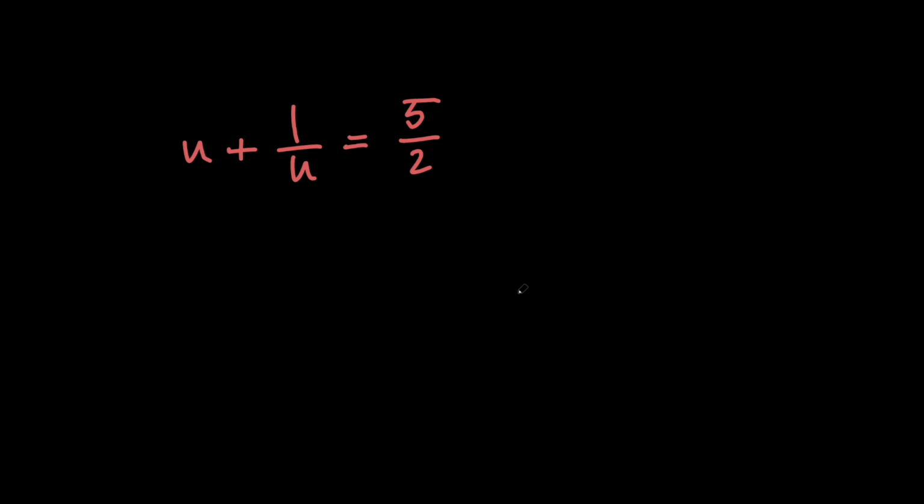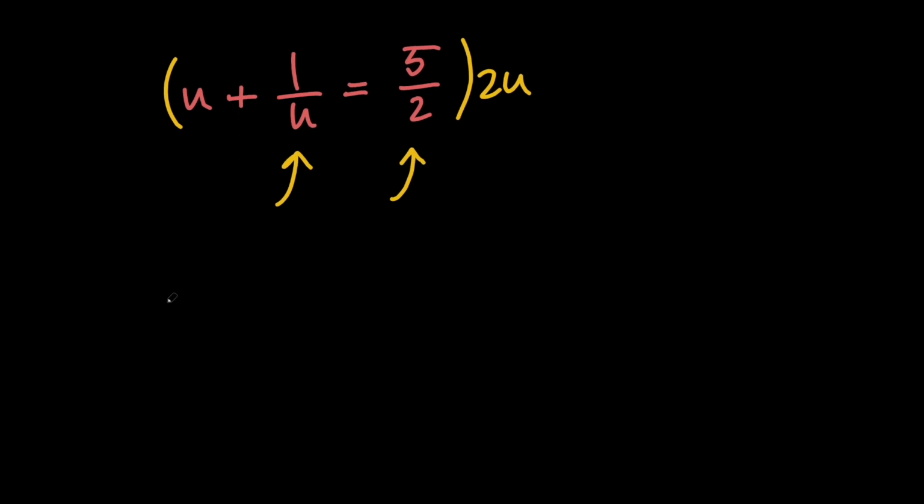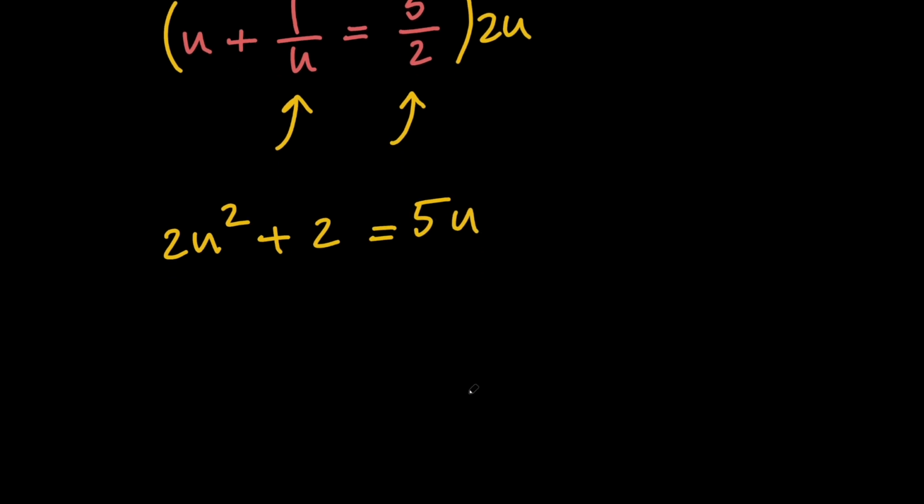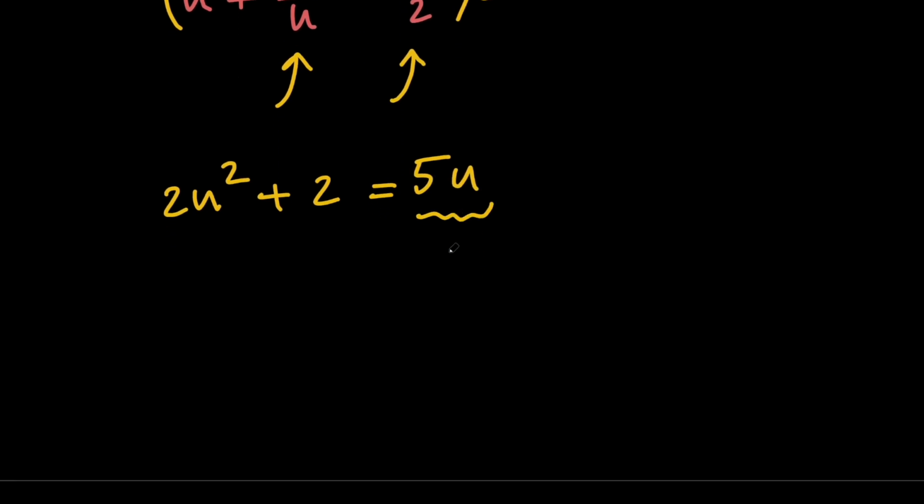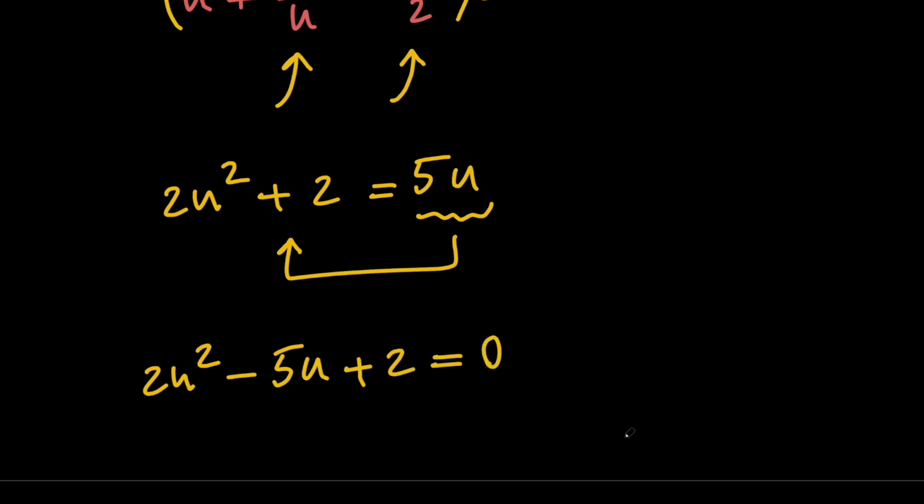To do that, first of all, let's multiply everything by 2u to get rid of this u and this 2. So we're going to have 2u squared plus 2 equals 5u. Next, let's move this 5u to the left-hand side. So we're going to have 2u squared minus 5u plus 2 equals 0.